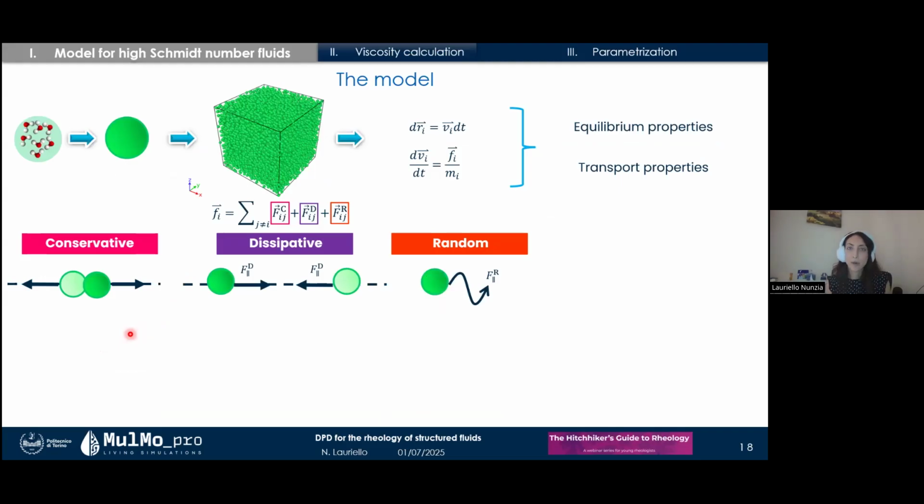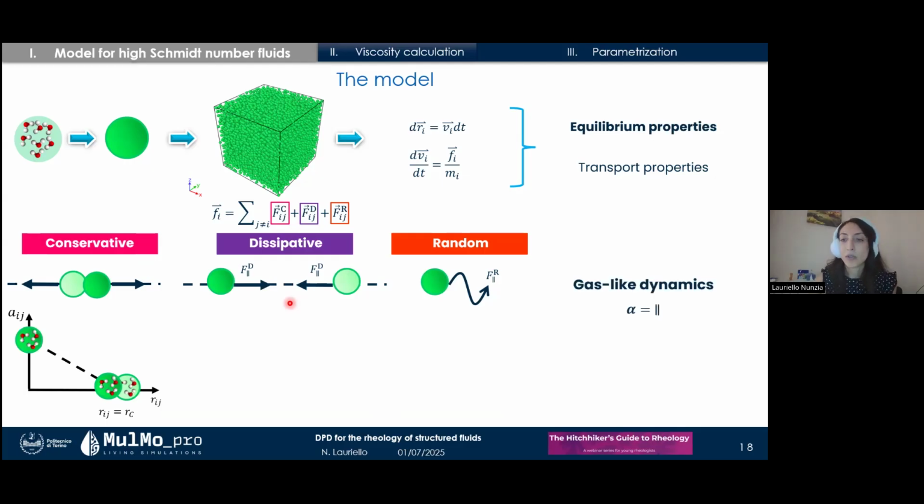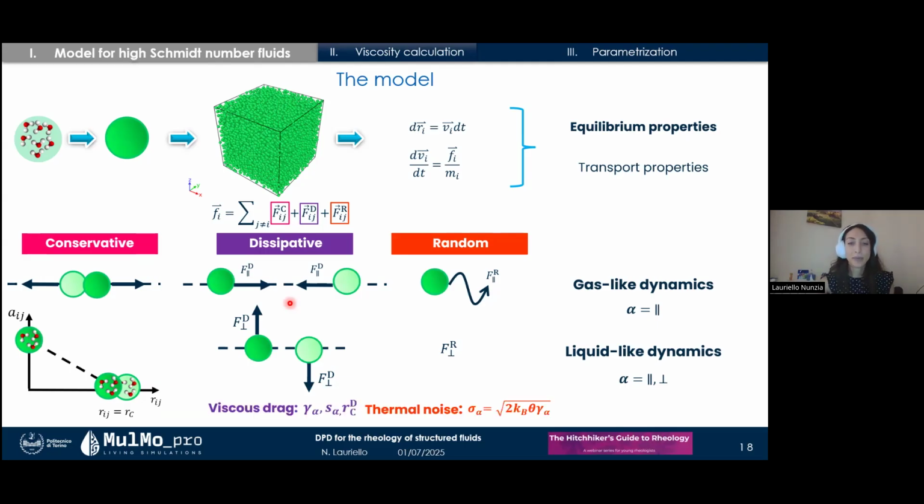Let's start from the first point, which is the improvement of the model to capture liquid-like dynamics. In the standard DPD model, dissipative force and random force act only in the direction of the bead-bead separation distance. This model intrinsically describes gas-like dynamics. The prediction of equilibrium properties is correct, but the prediction of transport properties is wrong. We extended the model, adding shear dissipation to capture liquid-like dynamics that, together with the proper calibration of model parameters, allow us to predict correctly transport properties.